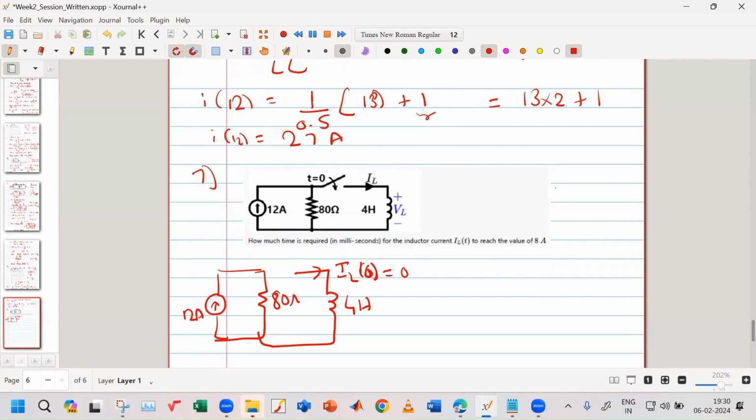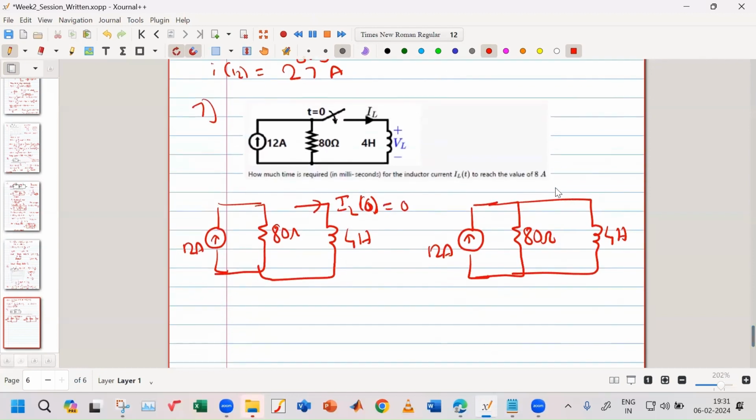So current is 0. Now after t equal to 0, when my switch is closed, it will look of this form. A 12 ampere current source is there, my resistor of 80 ohm is there, and my 4 Henry inductor is there. This is my current IL, and this is my voltage VL. So now how will we solve this?